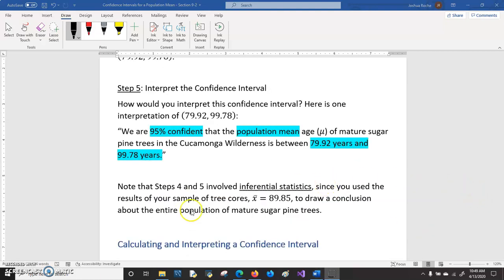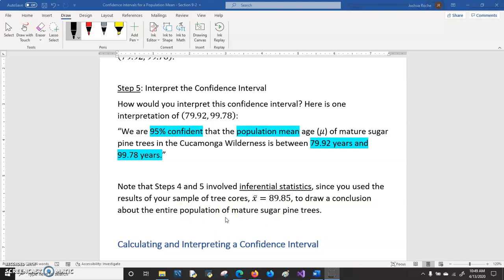One last note, these steps 4 and 5, they both involve inferential statistics. Since you used the results of your sample of tree cores, in particular you used this point estimate to draw a conclusion about the entire population of mature sugar pine trees.